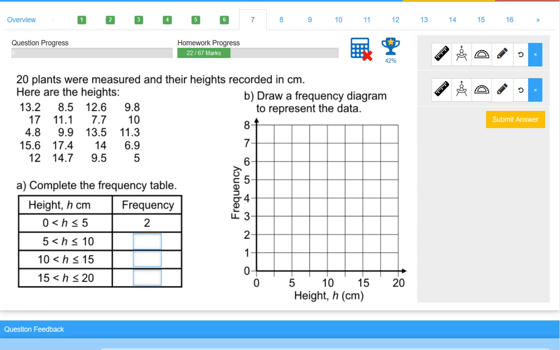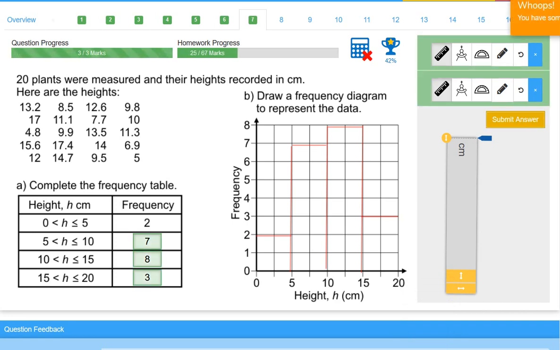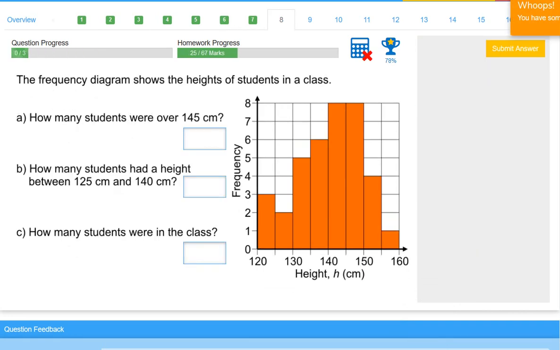So let's just fill in that table quickly. And having done that, I now need to get my ruler and draw in rectangles of 2, 7, 8, and 3. And again, a little bit difficult to see that with the contrast. Not quite in the grid lines. Let's hope MathsWatch will be generous to me. And so 2, 7, 8, and 3. And there we go.